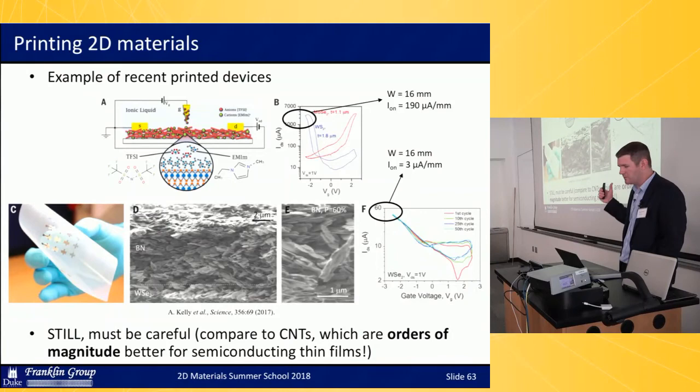So printing 2D materials is still one of the more infant areas for 2D semiconducting crystals. And look, it's exciting. That's why you can make a pretty crappy transistor and publish it in Science when it comes to printing 2D materials, because it's something that people can get excited about. But I think it's important to be careful about suggesting that there's any advantage to this versus carbon nanotubes.